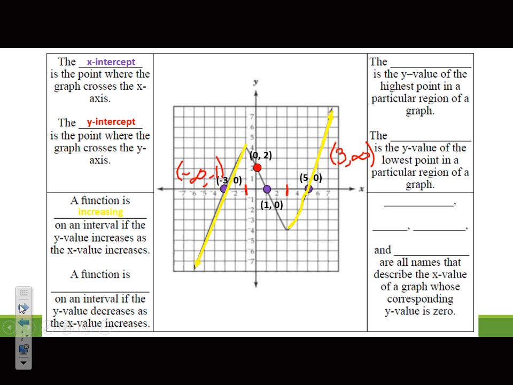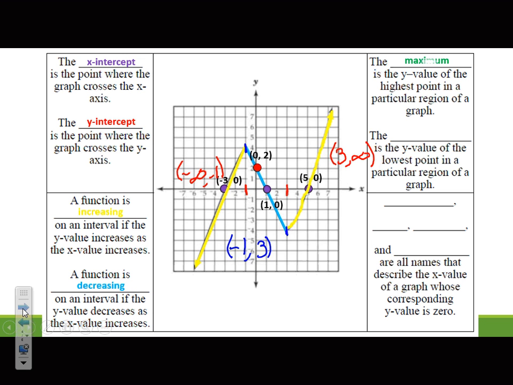Now a function is decreasing on an interval if the y values are decreasing and the x values are increasing. So here I have one space right here. Now this interval is going to be from here, so that's -1 all the way to here. My x value is 3. That's my interval where it's decreasing.